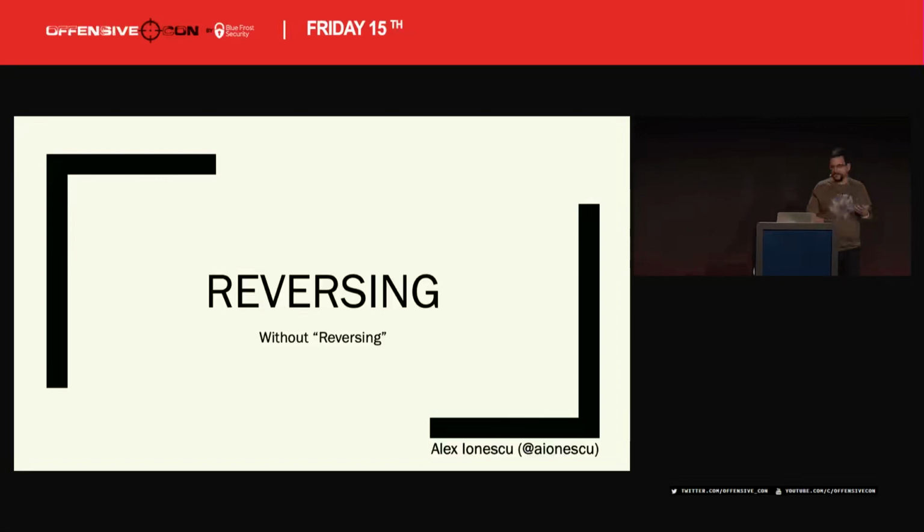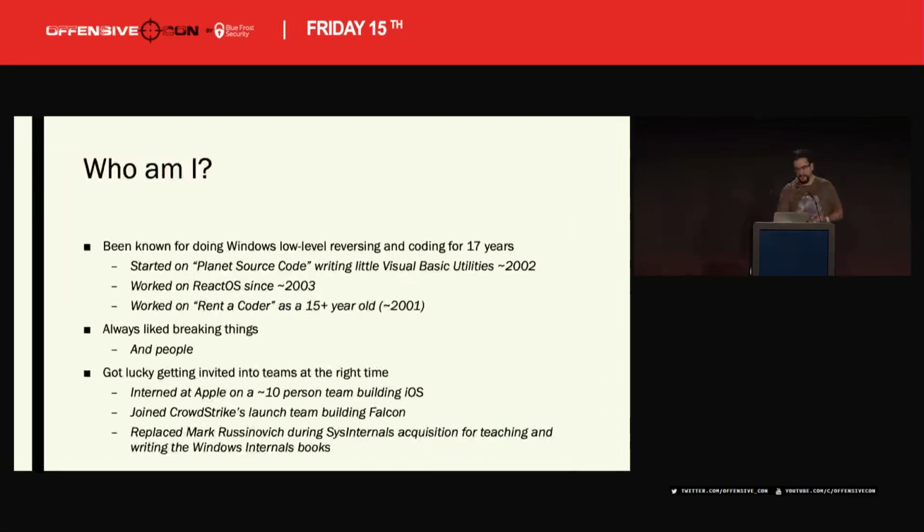I'm here to speak about this because I've been doing Windows low-level reverse engineering for about 17 years now. I actually had to Google myself to figure out various years. I found that on Planet Source Code, a really old, pre-GitHub way of sharing source code, I was writing articles around 2002, 2003, and getting awards for things like NTFS alternate data streams and calling native APIs from Visual Basic.